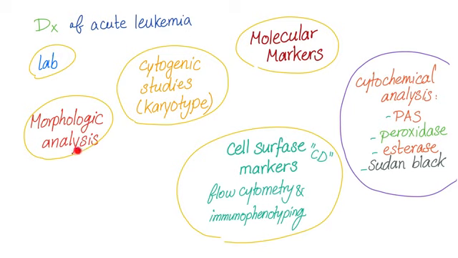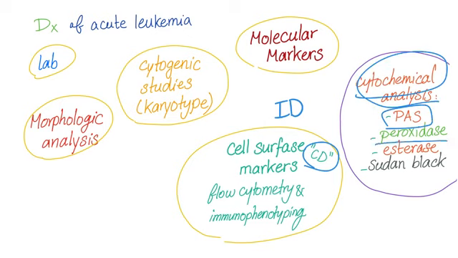We need morphological analysis, which is the peripheral blood smear to see these ugly large blasts. We need cytogenetic studies or karyotyping, as we will discuss later. We need molecular marking, and we need cell surface marking, cluster of differentiation, or CD. How does the police recognize you? By showing your ID. How do we recognize these malignant leukemic cells? By showing their CDs. Then we have cytochemical analysis by periodic acid Schiff, peroxidase, esterase, and Sudan black stain.